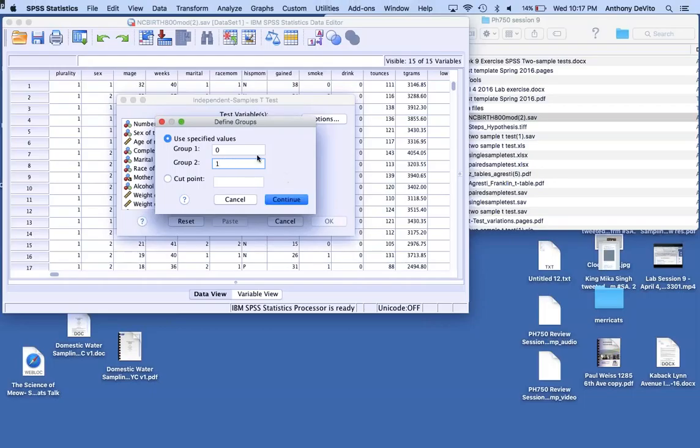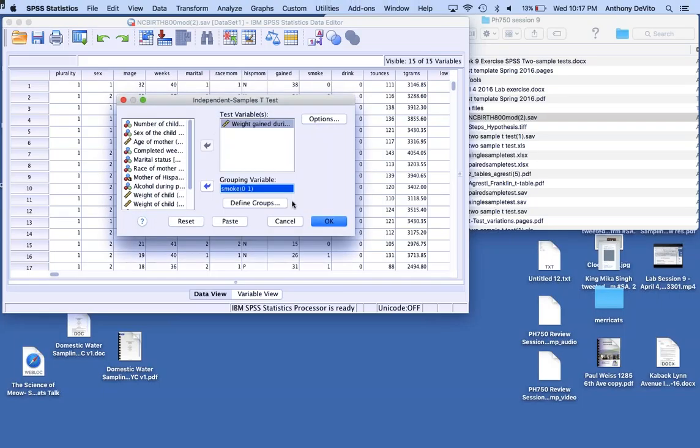So group 1 is 0, group 2 is equal to 1. If you get this wrong, like for instance, if I didn't look and I put 1 and 2 in here, it just wouldn't work. It would give you an error and tell you something's wrong. So you've got to go back and look at what you did. Okay, so I'm going to click continue. And now my OK button is available for me to finish the analysis. I'm going to click OK.